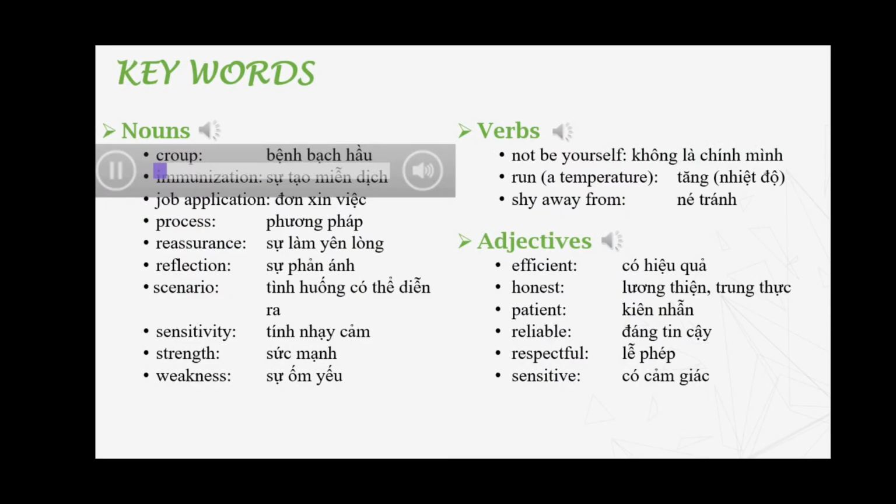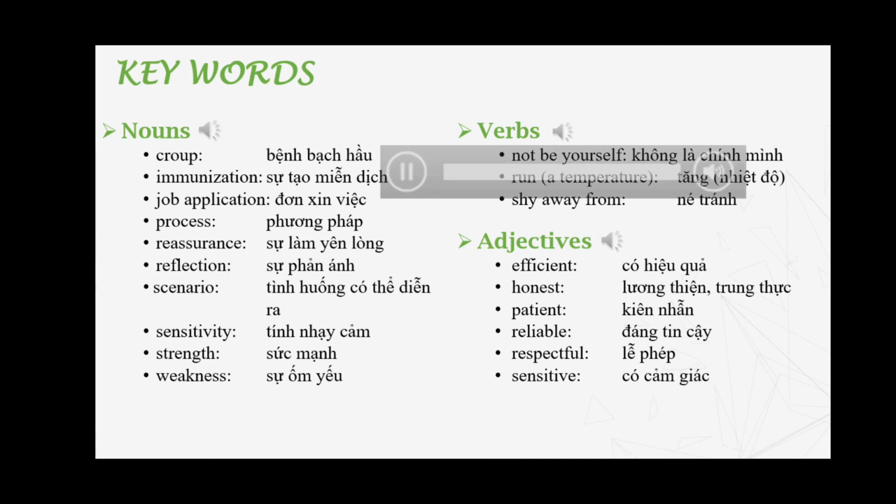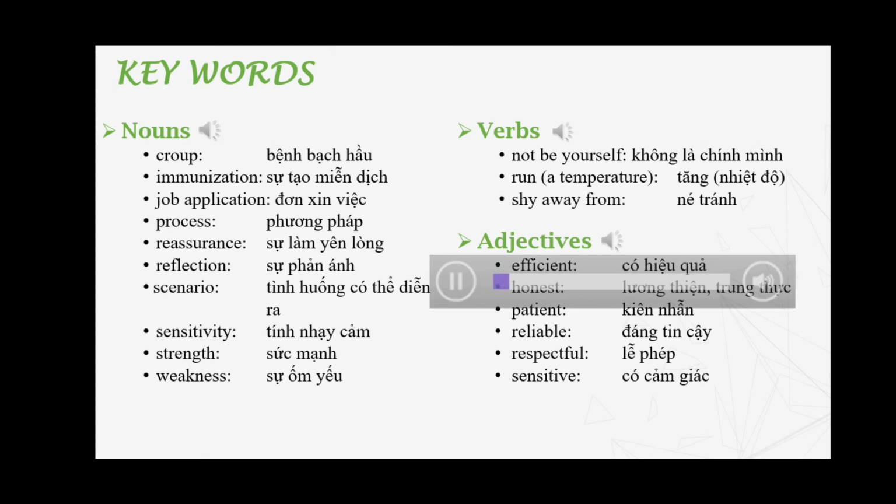Now, we have some keywords. Group, immunization, job application, process, reassurance, reflection, scenario, sensitivity, strength, weakness. Not be yourself. Run a temperature. Shy away from. Efficient, honest, patient, reliable, respectful, sensitive.